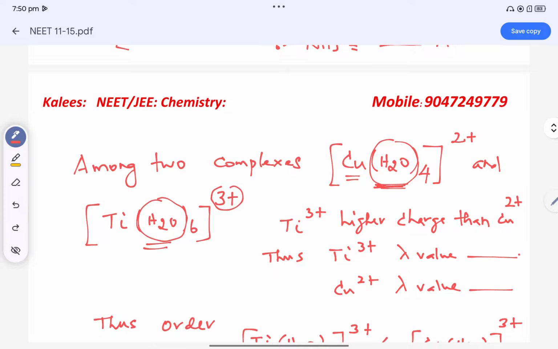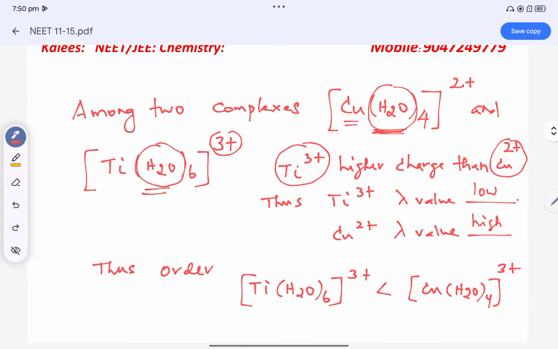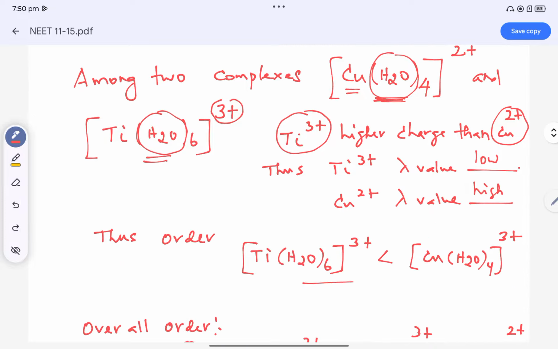It can be checked by the charge. Titanium 3+ may have a higher charge. Yes, Cu2+ may have a lower charge. On the basis of charge comparison, titanium 3+ has a higher charge than Cu2+. So titanium 3+ may have a higher lambda value, and the copper complex will have a lower lambda value. So on the basis of this discussion, I am arranging this one.